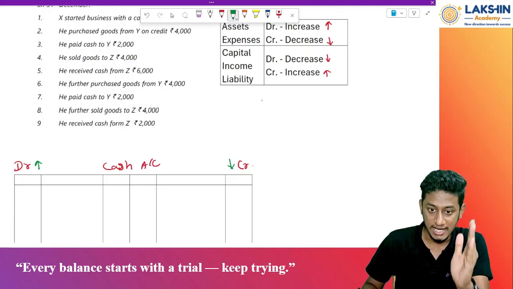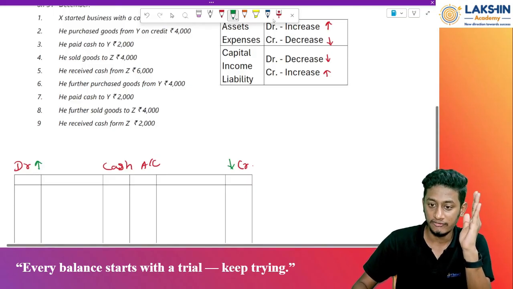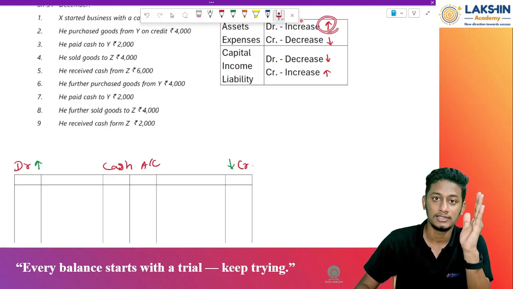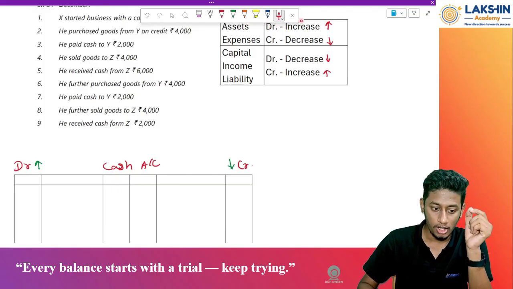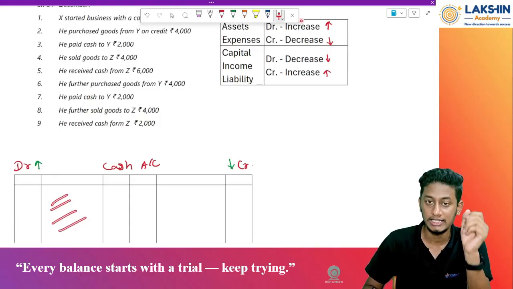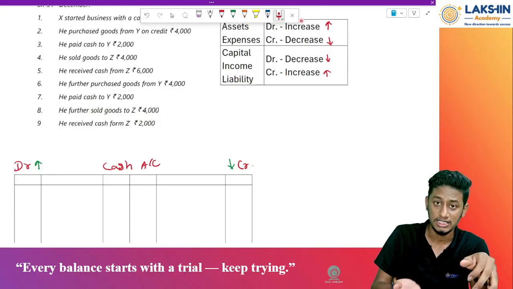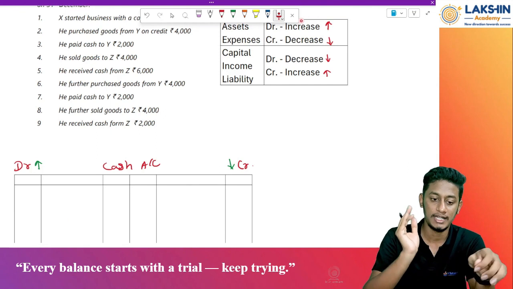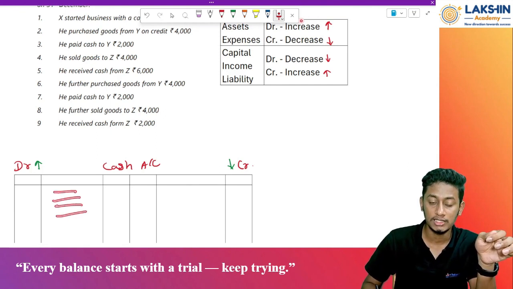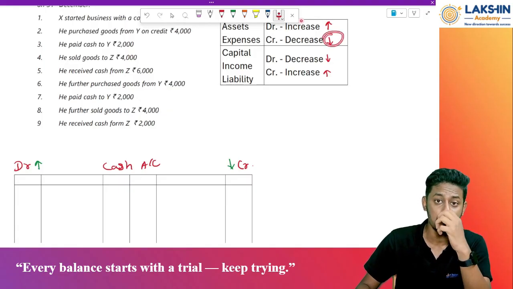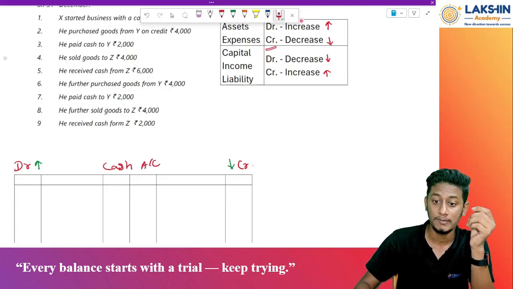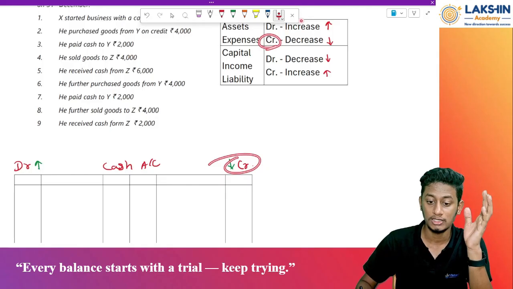This is the rule that we need to follow for preparing the ledgers. Clear? For any asset account, if there is an increase in the balance, we will debit the account. Or I can just mark it as: increase will be taken on the debit side. Whichever entries increase the cash balance or the asset balance in the books will be taken on the debit side of the cash account. Okay, the first rule. And anything which decreases the cash balance or the asset balance in the books will be taken on the credit side.